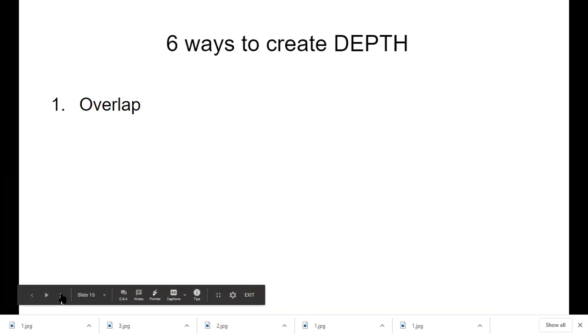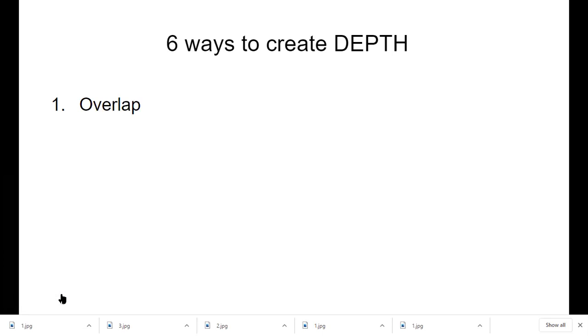So let's write some notes in our sketchbook just so we can remember. Brain research shows us that sometimes just the simple act of writing things down helps us to remember. I'm not going to give you a quiz on this. This is just, can we remember this? So 6 ways to create depth.